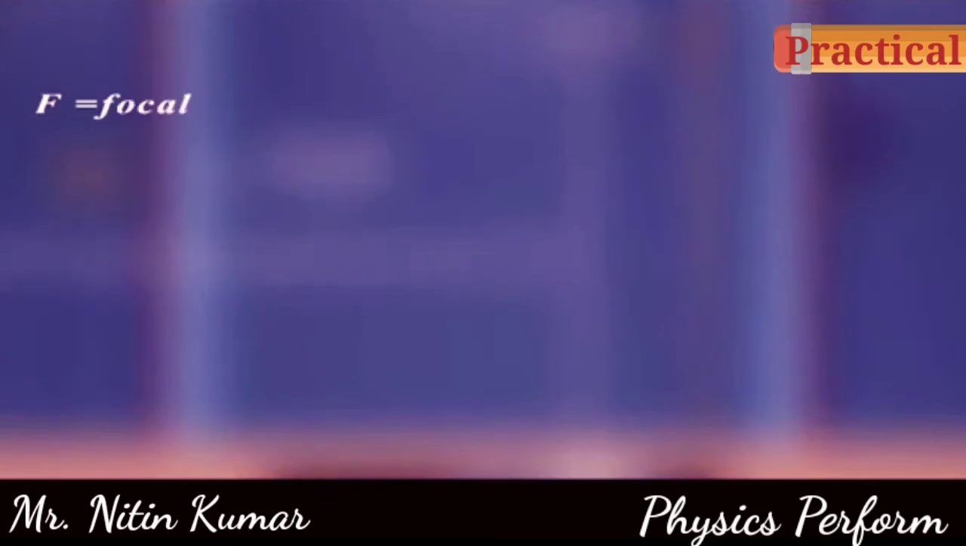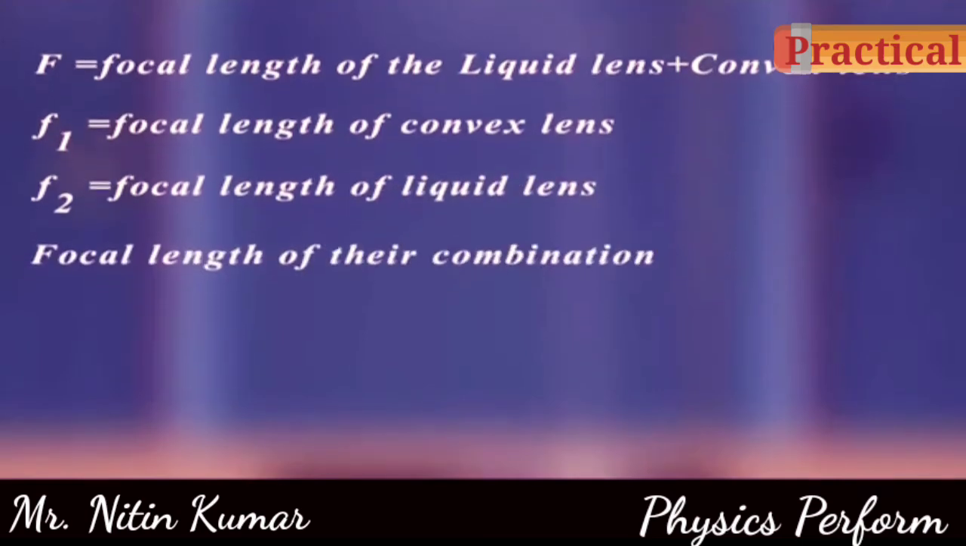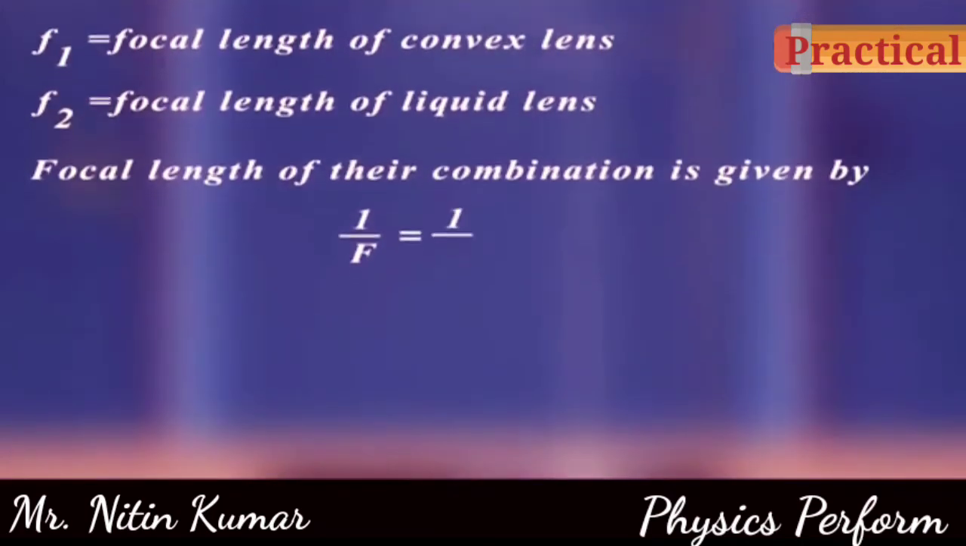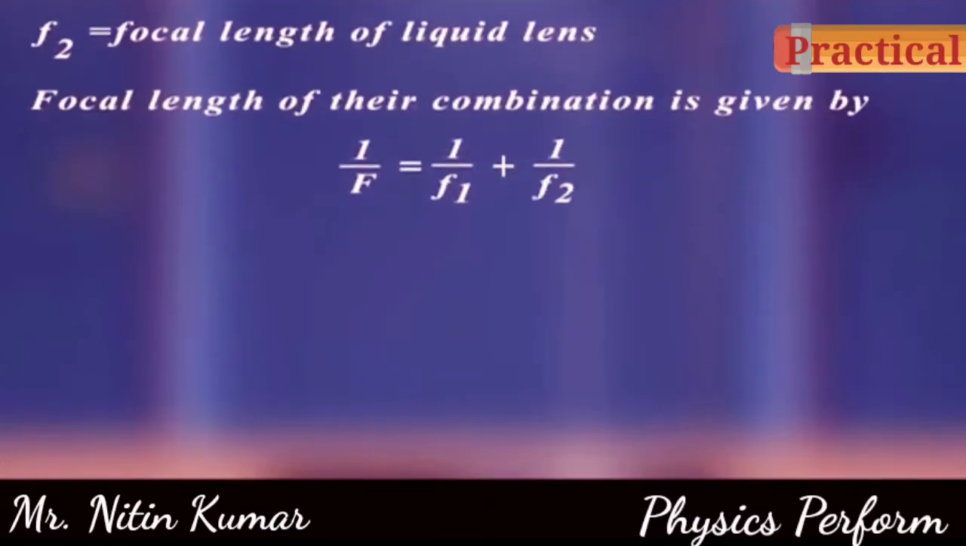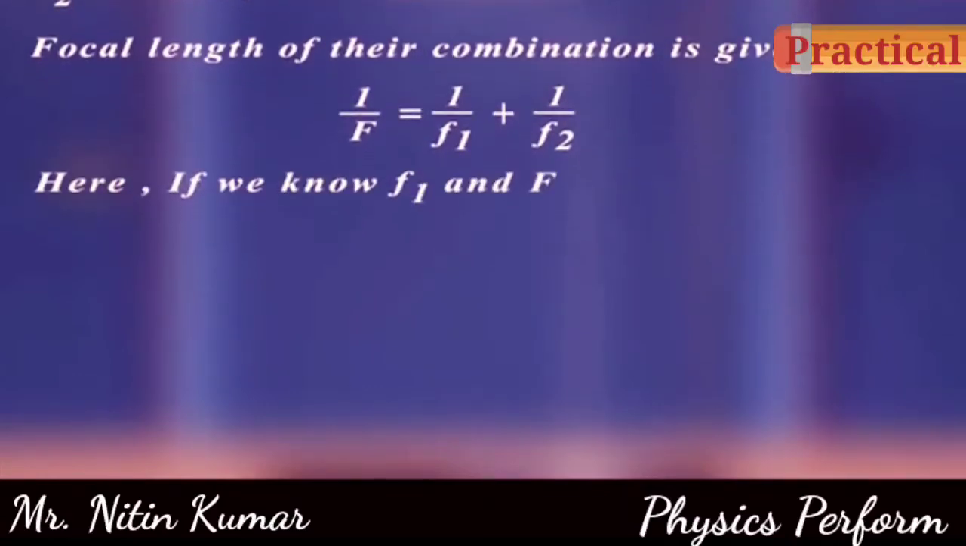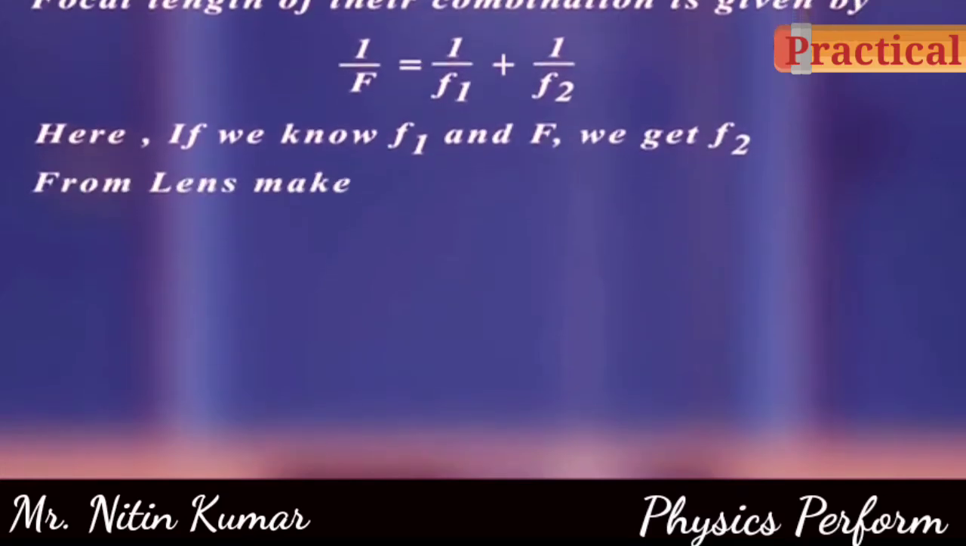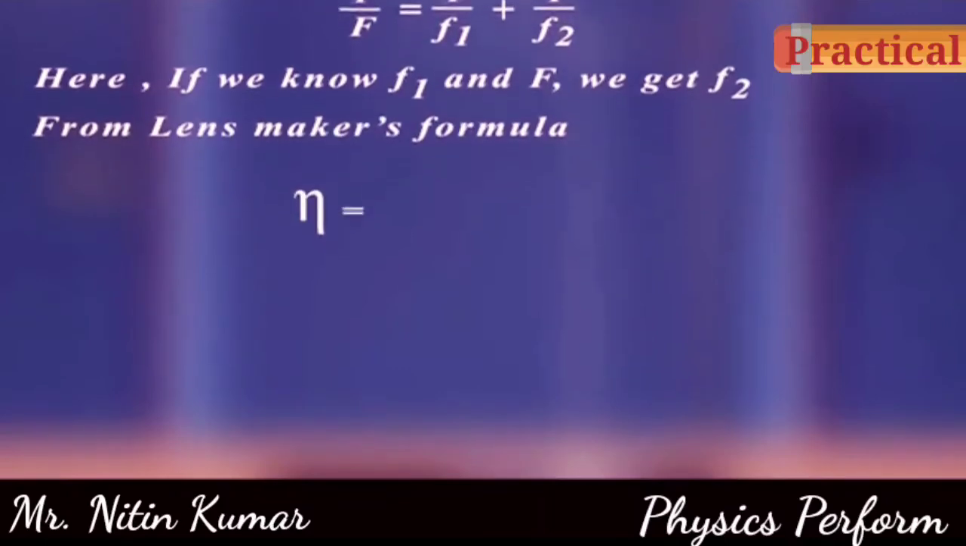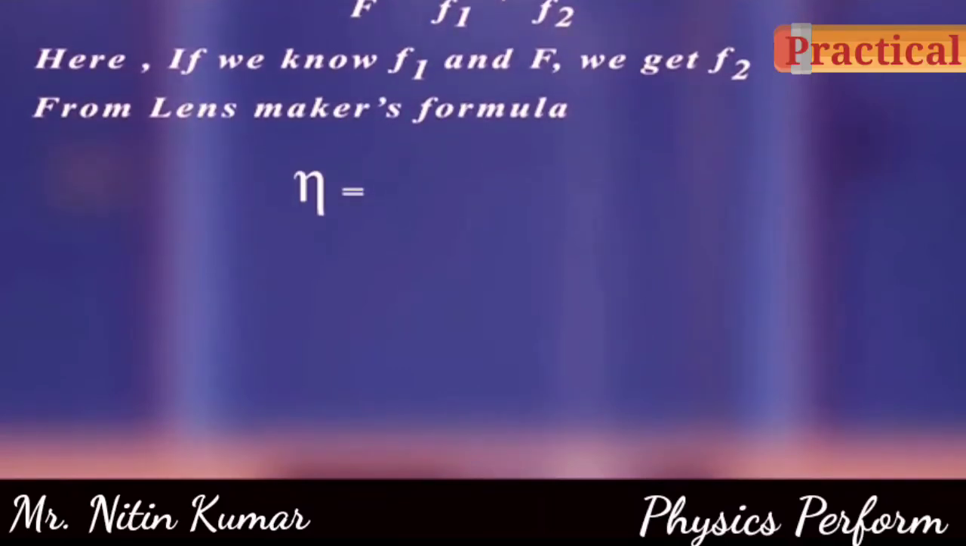F is equal to effective focal length of the liquid lens plus convex lens. F1 is equal to focal length of convex lens. F2 is equal to focal length of liquid lens. Focal length of their combination is given by 1 by F is equal to 1 by F1 plus 1 by F2. Here, if we know F1 and F, we get F2.